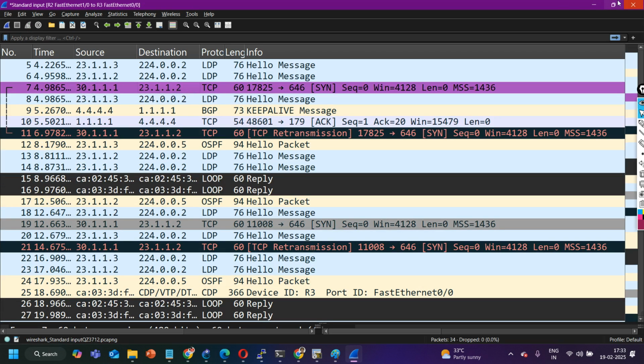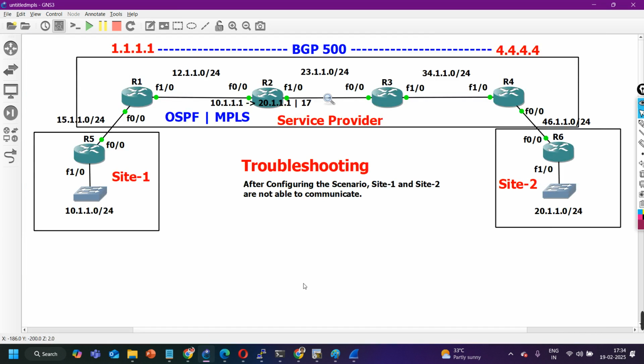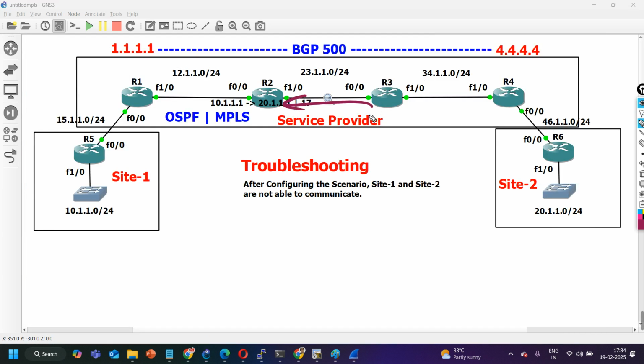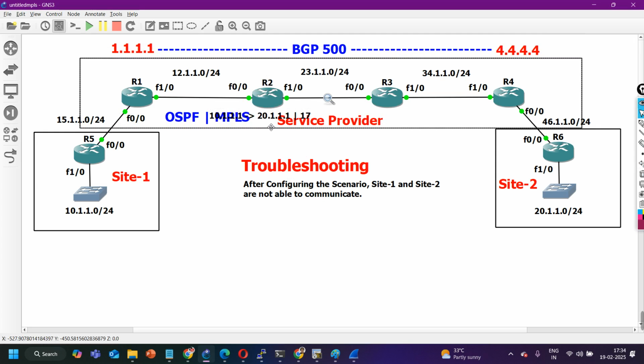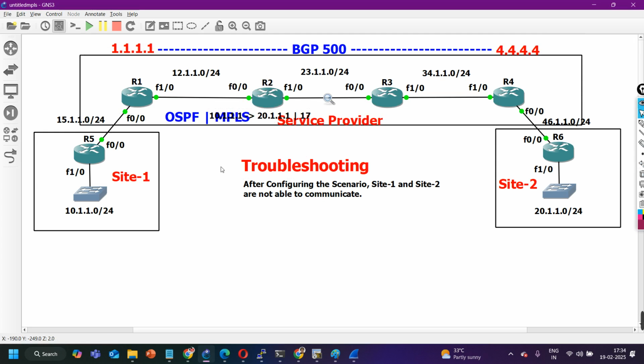To 30.1. Router 3 is sending one SYN message where source IP is 30.1.1.1, destination IP is 23.1.1.2. So router 2 will give acknowledgement to whom? To 30.1. And is a route available for 30? No, the route is not available. Right? So that's why we don't have LDP neighborship between router 2 and router 3. And this is the reason why router 2 doesn't have a label for 4.4.4.4, and router 2 is dropping the traffic in this case.